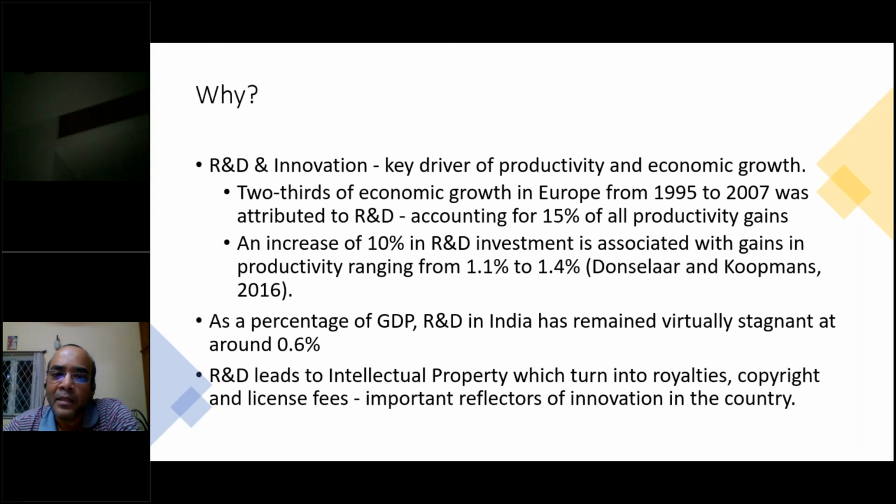And again, they are key drivers of productivity. There are some numbers that I'm showing here in terms of the kind of growth Europe achieved, and primarily how it was attributed to R&D, for example. And then, as I was mentioning before, as a percentage, it's been at 0.6% for almost the past 2 decades. For almost the past 20 years, our R&D spend has been just about 0.6 to 0.7%, which is a huge challenge for the country as a whole. And that is the reason why we are in the situation where we are today.